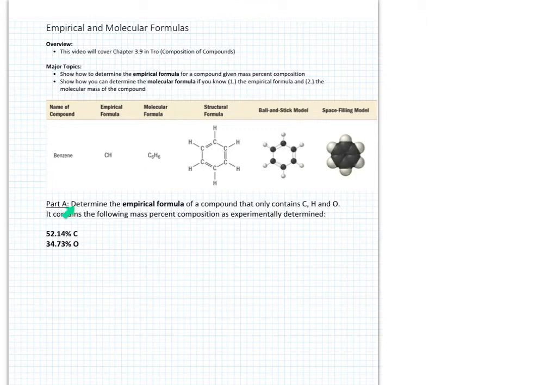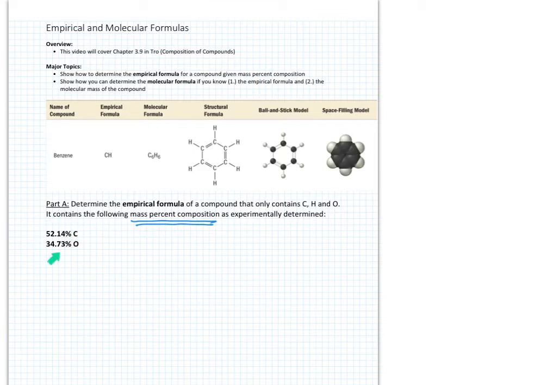All right, so the question is, determine the empirical formula of a compound that only contains carbon, hydrogen, and oxygen. This would be a typical hydrocarbon. Many different compounds contain just carbon, hydrogen, and oxygen. It has the following mass percent composition as experimentally determined. Remember in the last video, if you watched it, mass percent composition was the percentage of each element in the compound as determined by different experimental techniques. One would be something like a mass analysis.